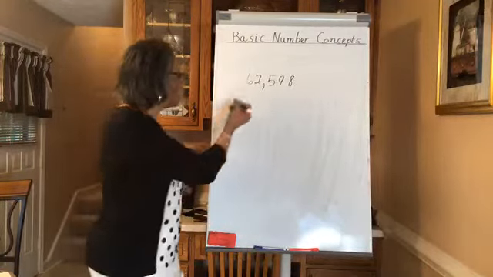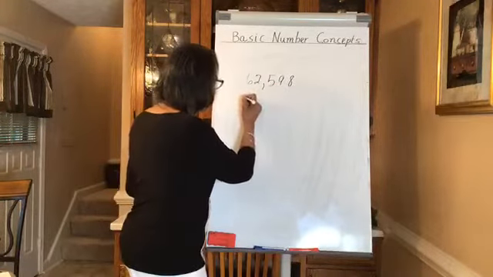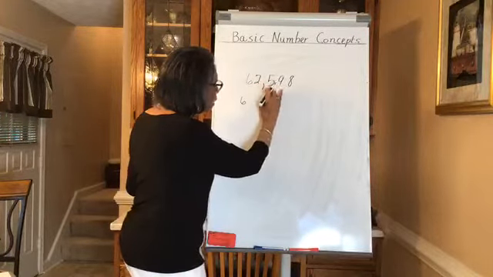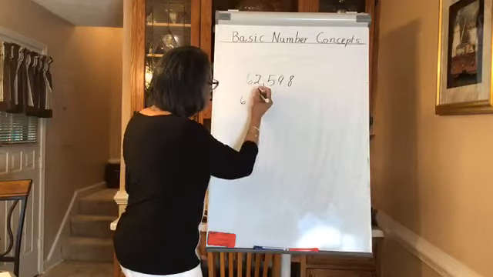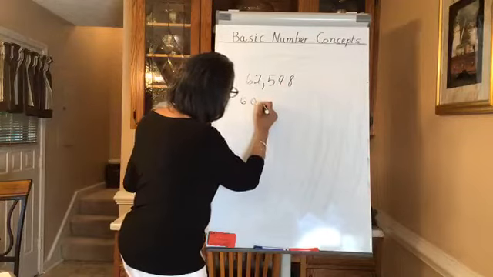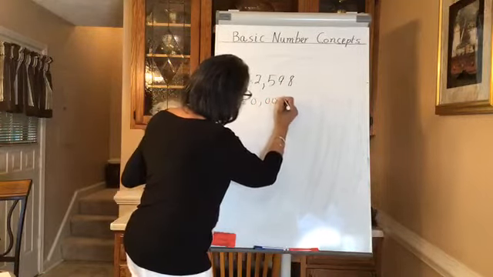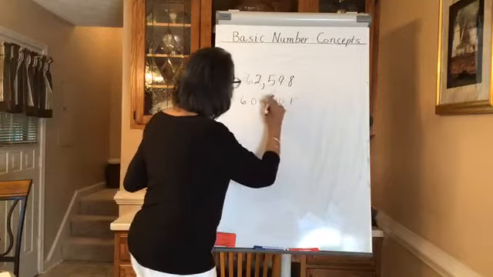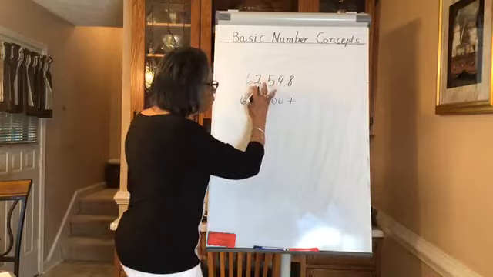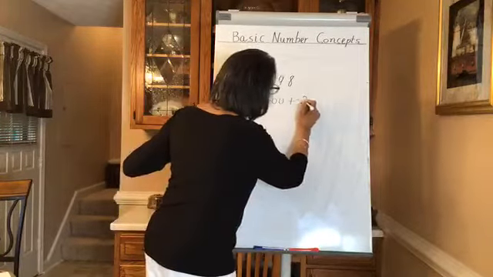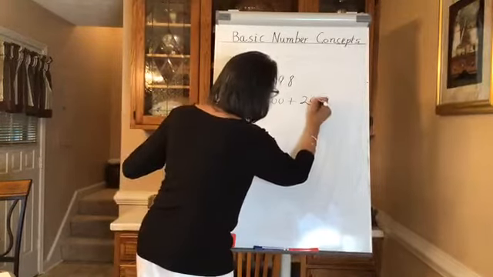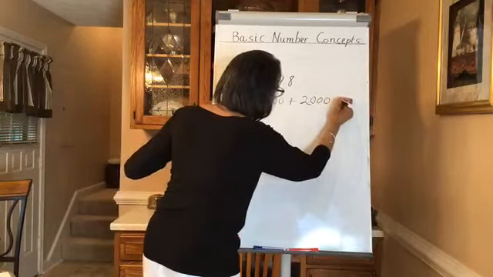All right, so we have 6 is in ones, tens, hundreds, thousands, 10,000. So I need to write 1, 2, 3, 4 zeros. Plus the 2 is in ones, tens, hundreds, thousands. So I write 2, and I need to write 1, 2, 3 zeros. I hope you're seeing the pattern that I'm trying to show you here as I write.